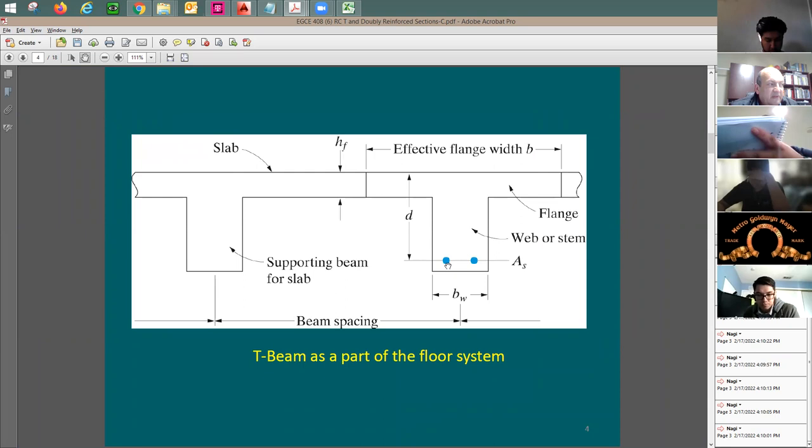The effective depth of the beam is still what we call d. There is no change. The total depth is going to be h, from the top compression fibers all the way to the bottom tension fibers of the beam. The width here we call bw, which means web width. Instead of calling it b, you can call it bw, but it's the same.